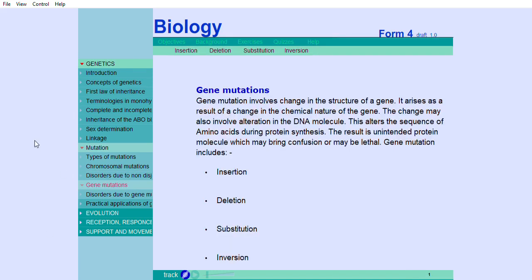Gene mutations. Gene mutation involves change in the structure of a gene. It arises as a result of a change in the chemical nature of the gene. The change may also involve alteration in the DNA molecule. This alters the sequence of amino acids during protein synthesis. The result is an unintended protein molecule which may bring confusion or may be lethal. Gene mutation includes insertion, deletion, substitution, or inversion.